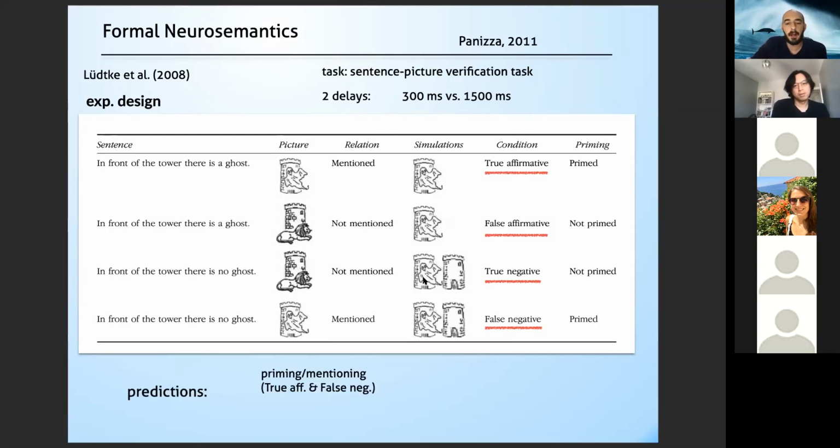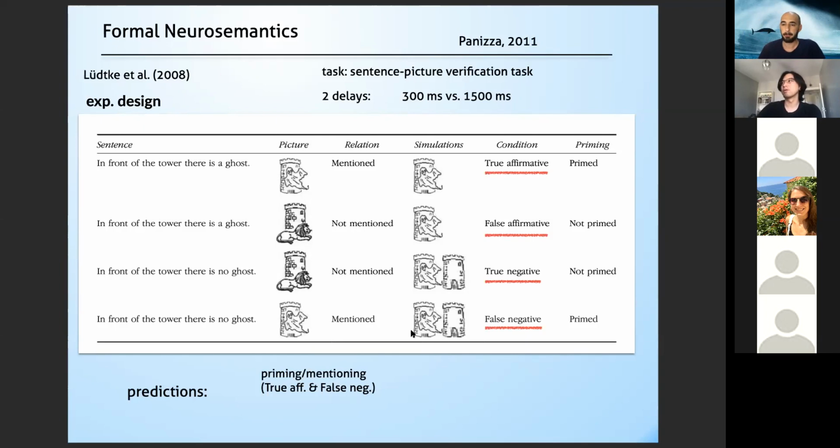Now, these two different models make different predictions, okay? So if you have a two stages model of negation, then you basically represent a ghost in front of the tower, no matter whether there is a negation in the sentence or not, okay? And then you should have an effect of priming in the conditions where you actually see a tower with a ghost. So in the true affirmative and in the false negative, okay? It's false because the sentence says that there is no ghost, right? It's negative because there is a negation, and it's false because in the picture you do actually have a ghost, okay?